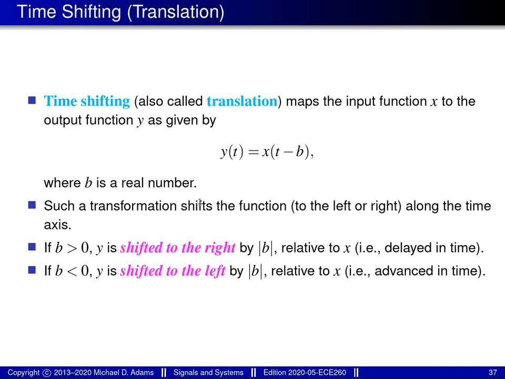And this type of transformation has the effect of shifting the function either to the left or right along the time axis, in other words the horizontal axis of the graph. In the case that b is positive, y will be shifted to the right by absolute value b units relative to x. In other words, the graph is effectively delayed in time. On the other hand, if b is negative, y will be shifted to the left by absolute value b units relative to x. In other words, it's advanced in time.